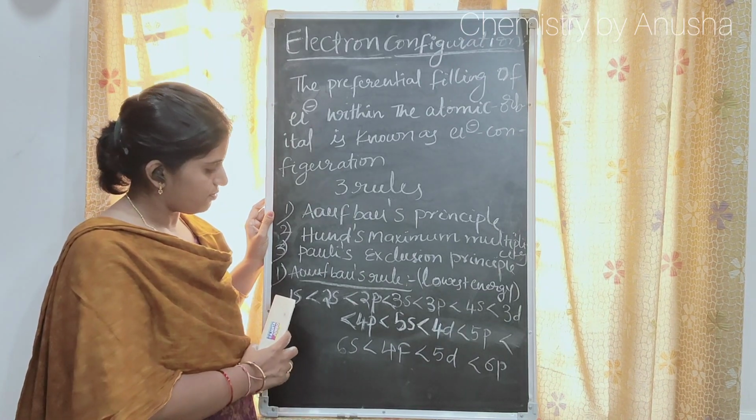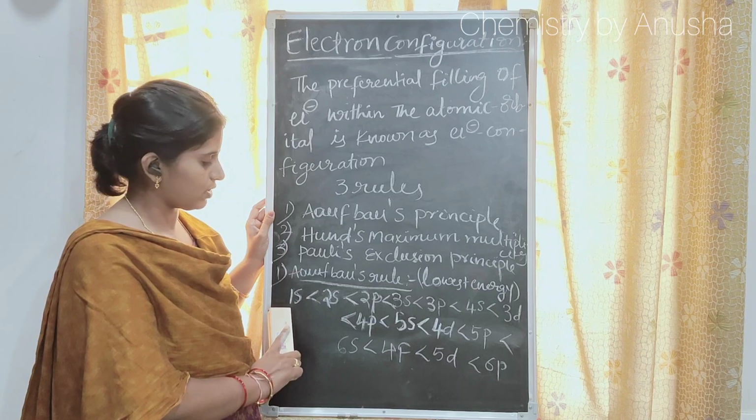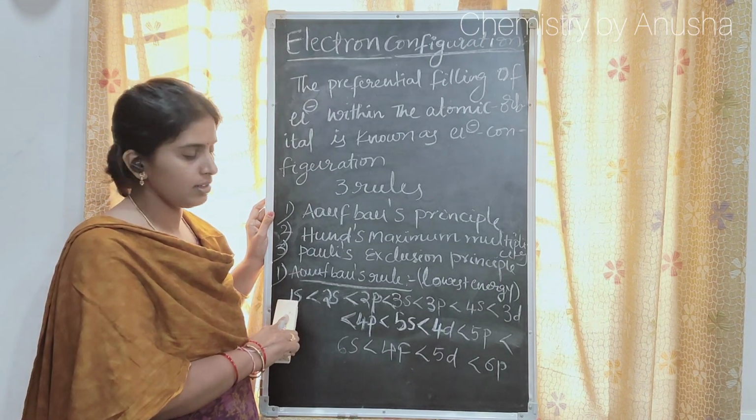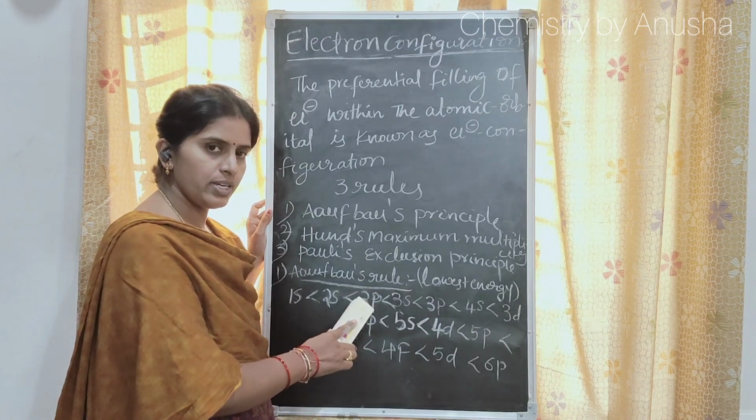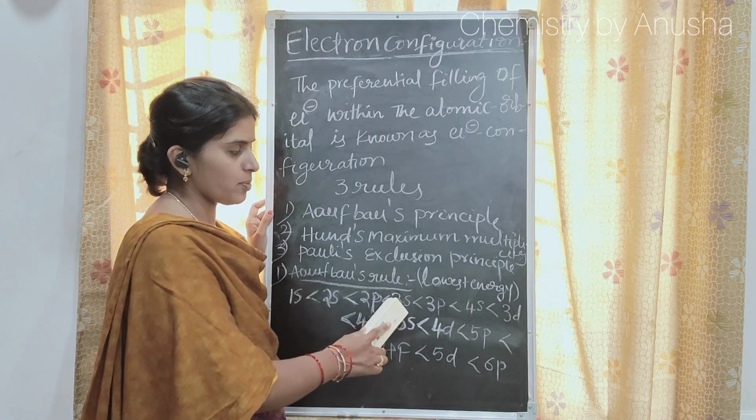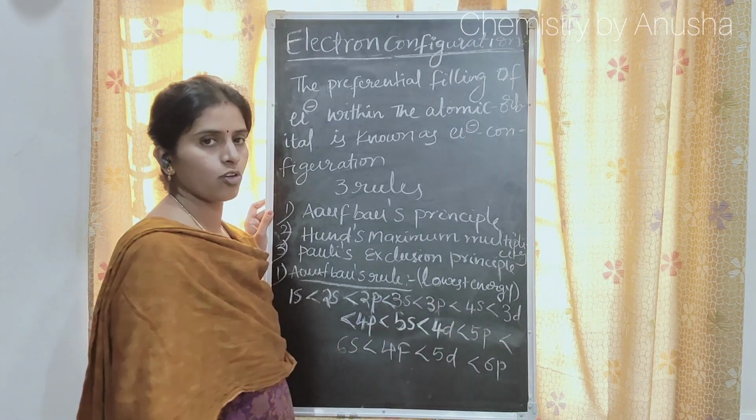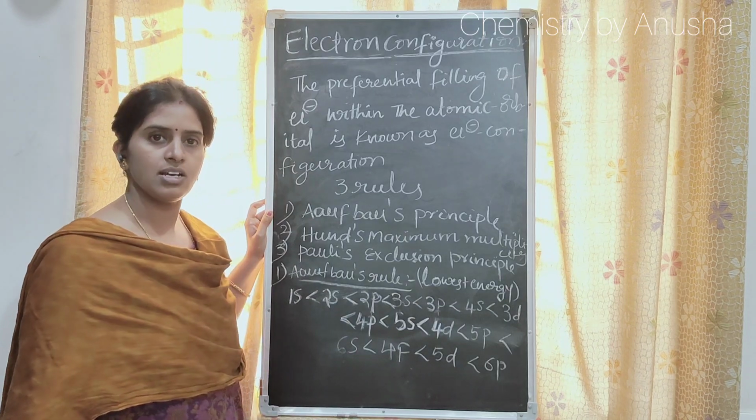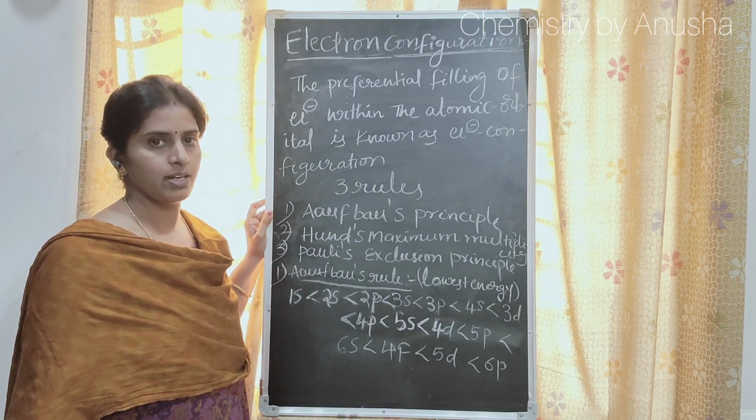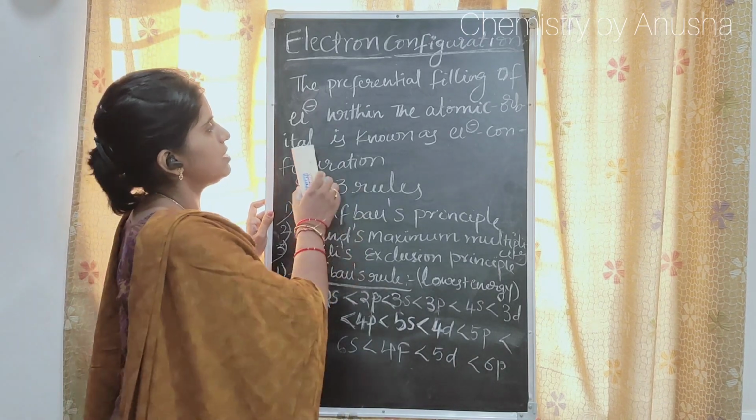That means whenever electrons are present in an element, firstly the lowest energy level is occupied: first 1s is occupied, after that 2s, then 2p, then 3s, and next, if electrons are in excess, 3p is occupied. So depending on this order, the lowest energy atomic orbital is occupied with the electrons. After that, Hund's maximum multiplicity rule.